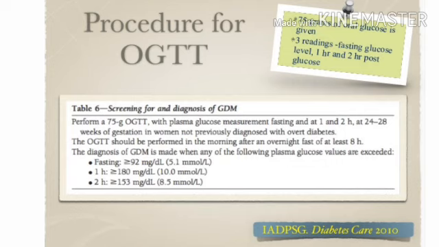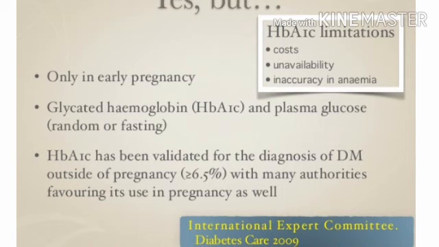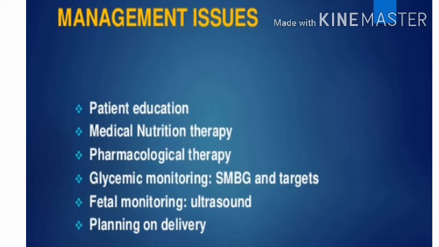Another method to diagnose gestational diabetes mellitus is detection of HbA1c. If the value of HbA1c exceeds 6.5%, then also it is considered as gestational diabetes mellitus. Next is the management of diabetes mellitus in pregnancy. Management issues are patient education, medical nutrition therapy, pharmacological therapy, glycemic monitoring, fetal monitoring by ultrasound, planning on delivery.